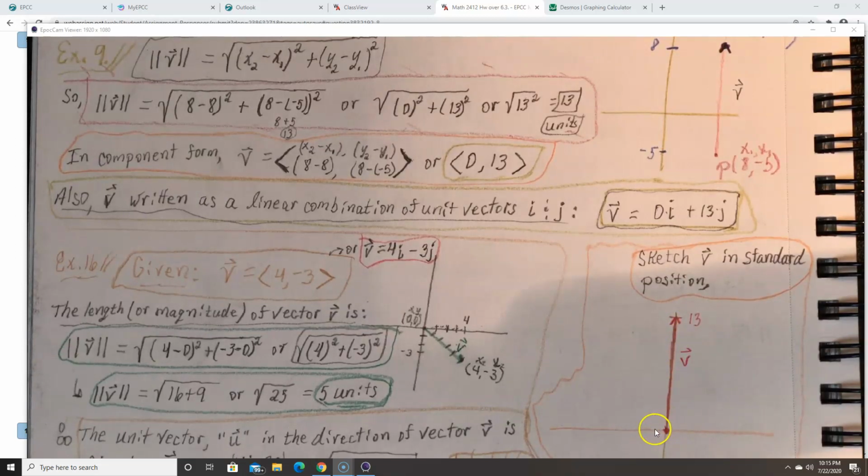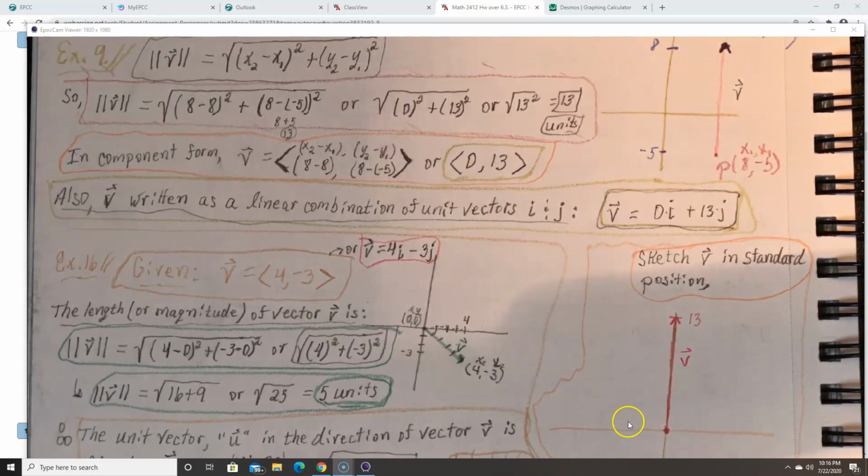Well, do we move leftward or rightward at all? No. So there is no horizontal movement. So we don't leave it blank. We represent it by 0, of course. And then the vertical movement is upward, positive 13 units. And therefore, in component form, vector V can now be written as 0, 13.